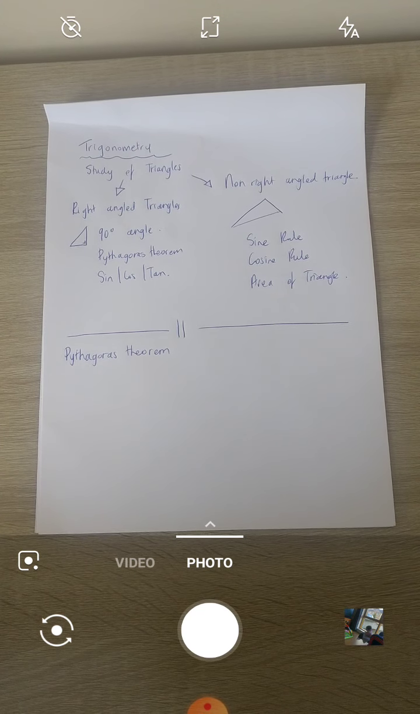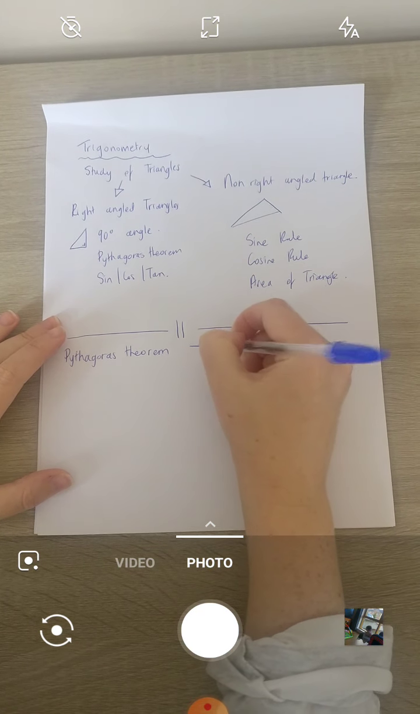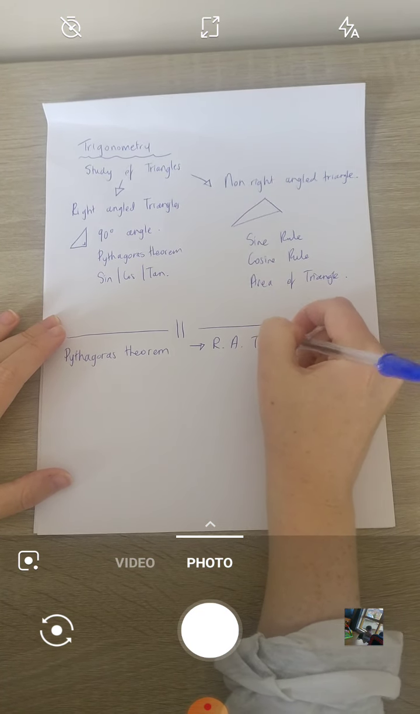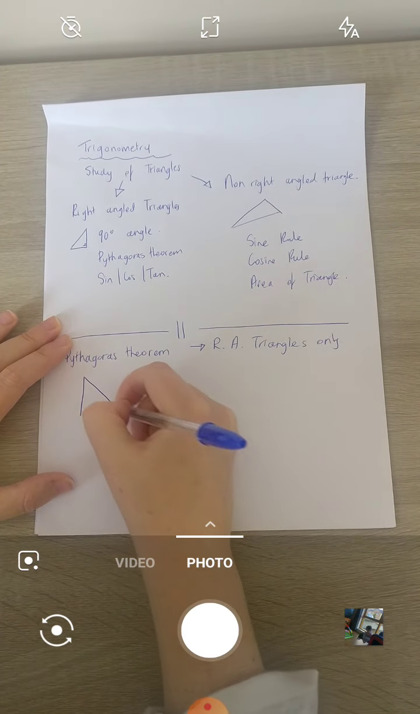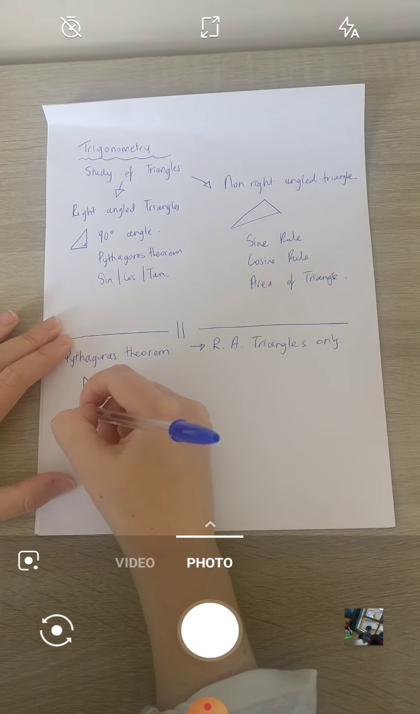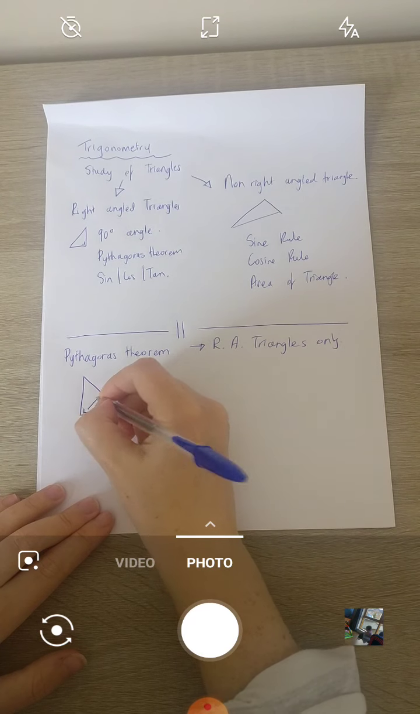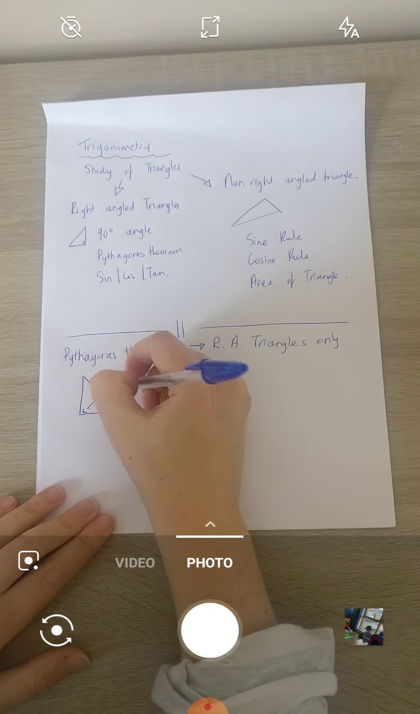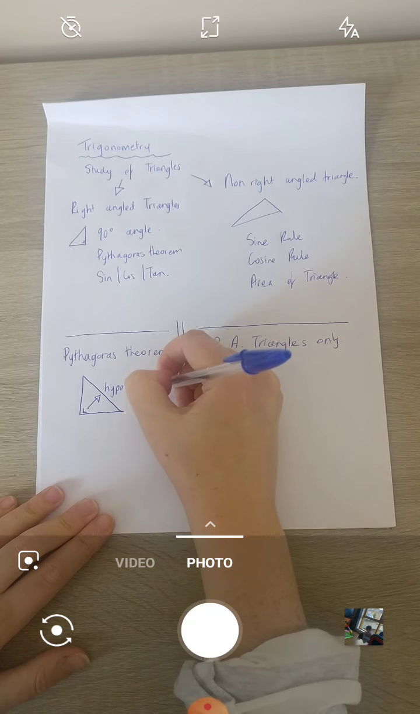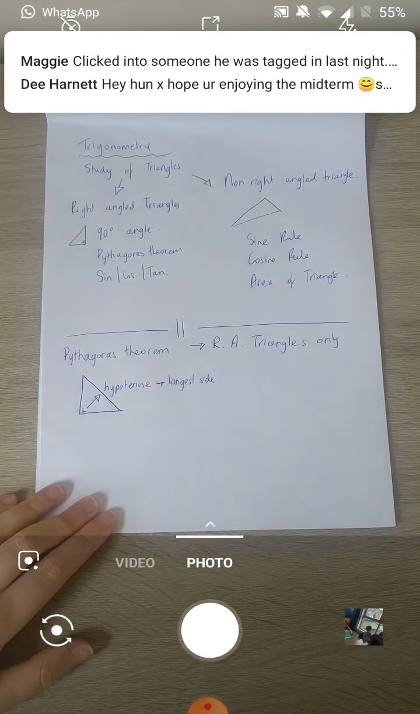So for Pythagoras, this can only be used in right angle triangles. I've said that already. Right angle triangles only. Okay, so we've our right angle triangle, and the first thing you need to know is that the side directly across from that right angle is always the hypotenuse, and the hypotenuse is the longest side in the triangle.